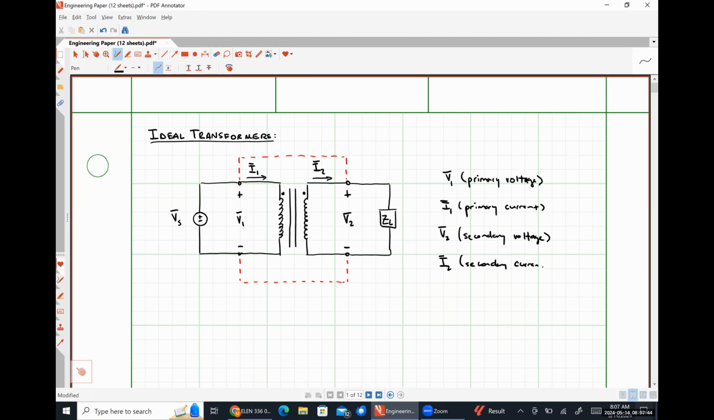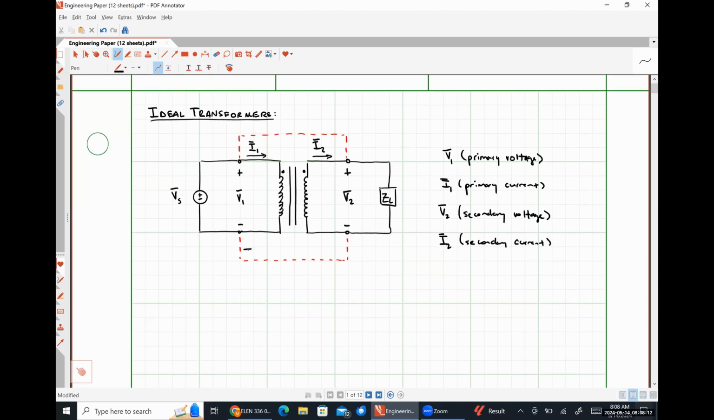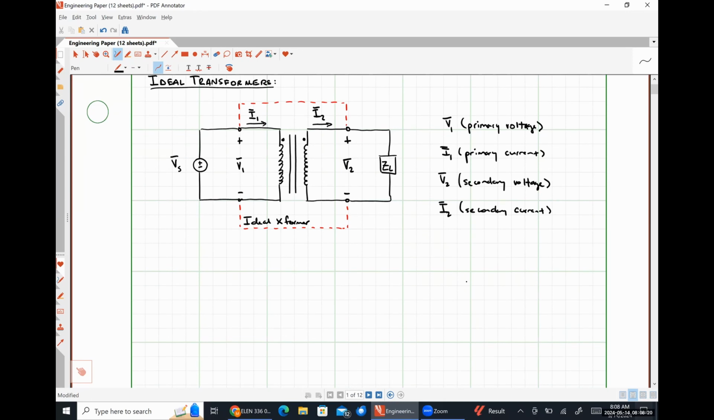Now, I could, if I were so inclined, change the polarity of either of those voltages or change the direction of either of those currents. And sometimes that's going to make a difference, and other times it is not. So we'll kind of sort that out as we go. So an ideal transformer is characterized by a few different things. Let me write down here, ideal transformer.